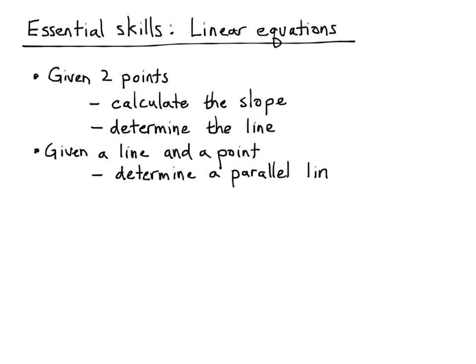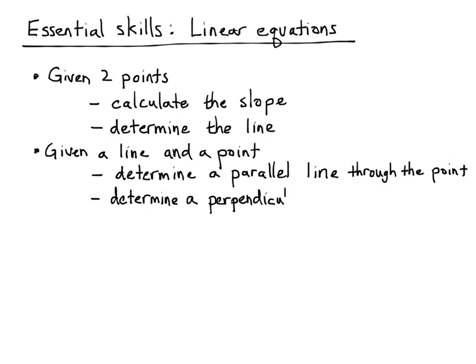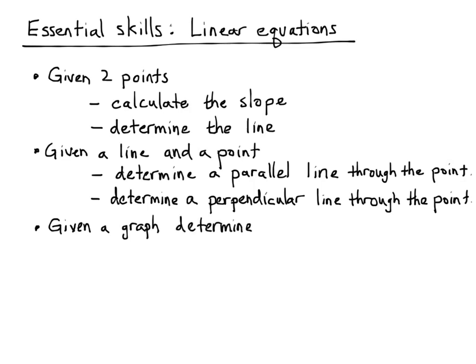If you're given a line and a point, you should be able to determine a parallel line through the point and also determine a perpendicular line through that point. And then, given a graph, you should be able to determine the equation of the line. And so when you're given a graph, what you do is you choose 2 convenient points.